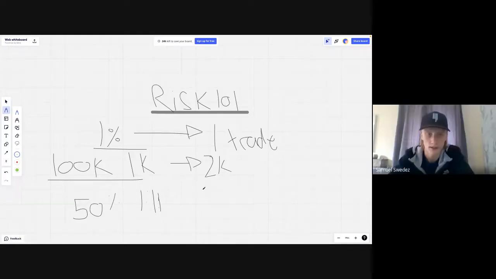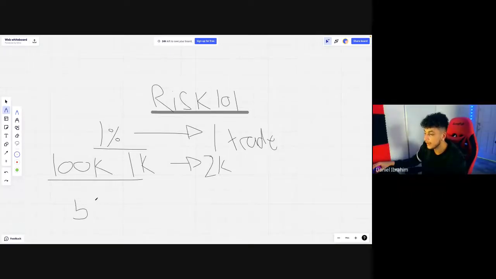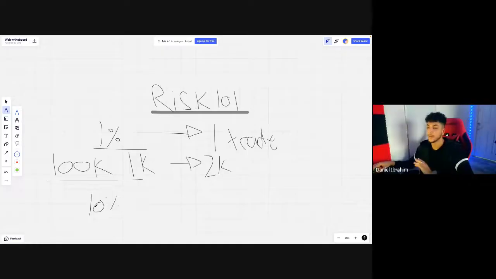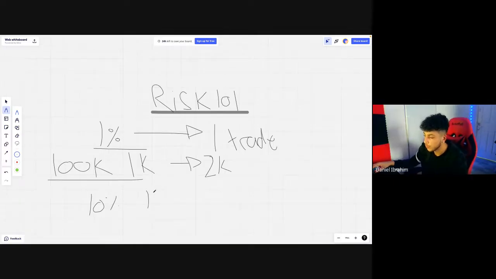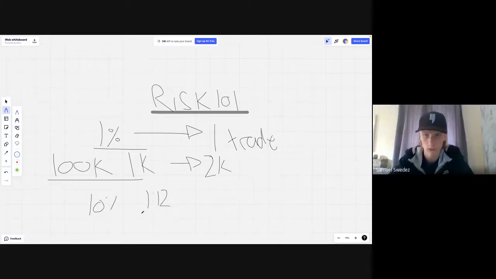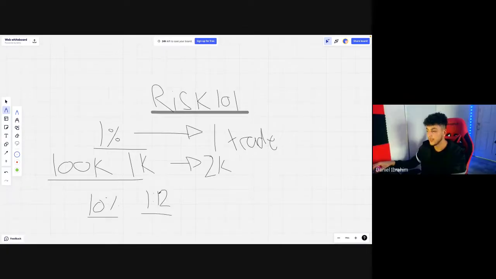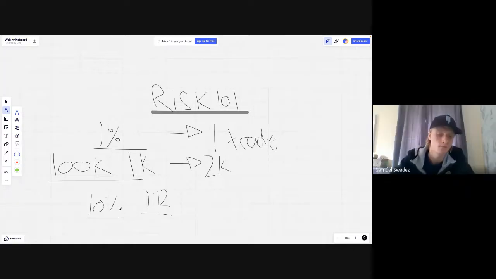Right. Okay. Makes sense. In comparison, if I had, let's say, a 10% win rate, which is very low, that means out of 100 trades, I only win 10. But my risk to reward ratio is 1 to 12, for example. Anytime I win, I win 12 times my loss. That's still profitable because these numbers play out.